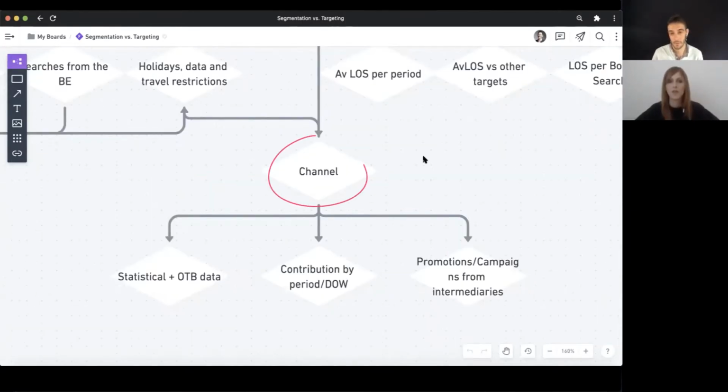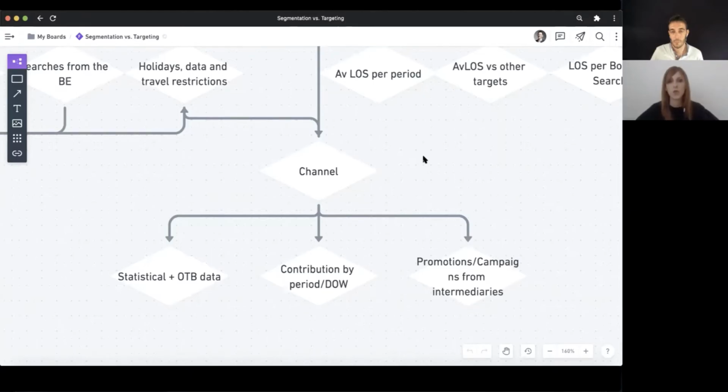When we talk about channel of distribution, we have to be aware of the booking preferences of each specific target. So in the specific case of the family market, we need to know where this family market used to book from in the past compared to now. Our statistical on-the-books data gives us this kind of information. So this is very much linked to what we already saw on the GeoSource. We pretty much do the same considerations, but from a different perspective.